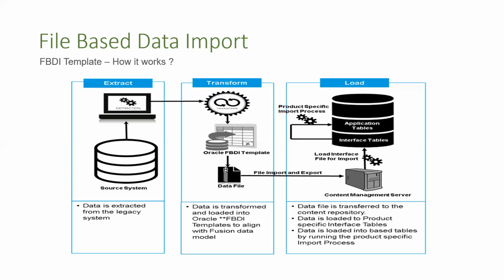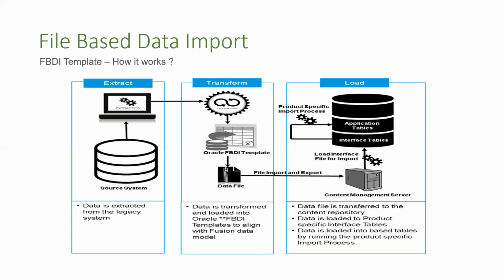The program name is Load Interface File for Import, load data into interface table. When you run this program, it will ask you for which entity you're loading this template. Are you loading it for the supplier, for AP invoices, for AR invoices, or for GL interfaces and all those things? You need to provide that I am loading this FBDI template for this particular entity. And when you run this program, the file gets loaded into our interface table.